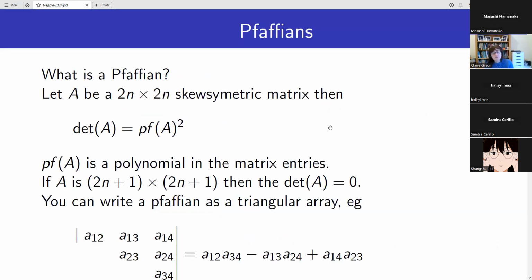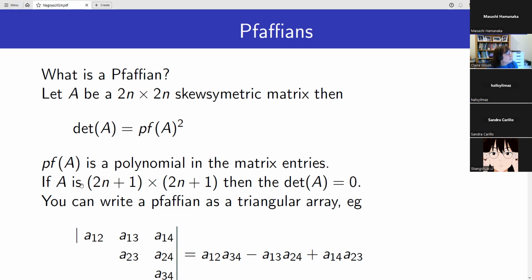Okay, so we'll leave quasi-determinants and shift to Pfaffians. As I say, not everyone is so familiar with Pfaffians. Let's take a 2n by 2n skew symmetric matrix. Then if you work out its determinant, the determinant turns out to be a perfect square. And that thing that you square is your Pfaffian. So det A is the Pfaffian of A, squared. The Pfaffian of A is basically just a polynomial in the matrix entries.